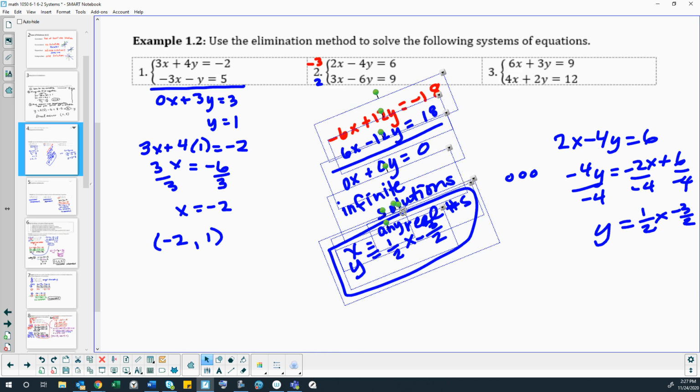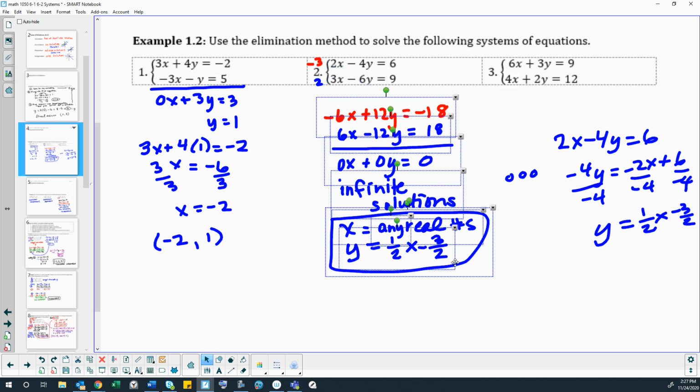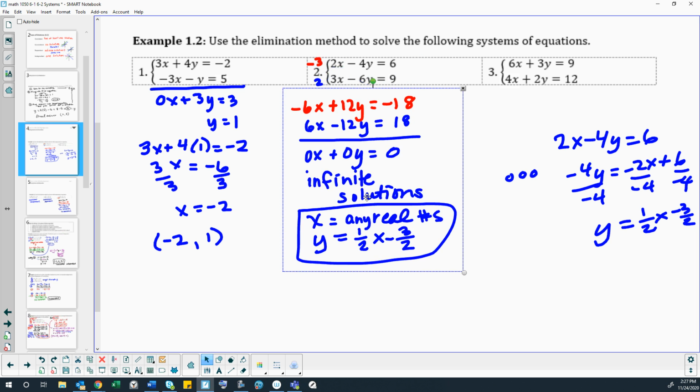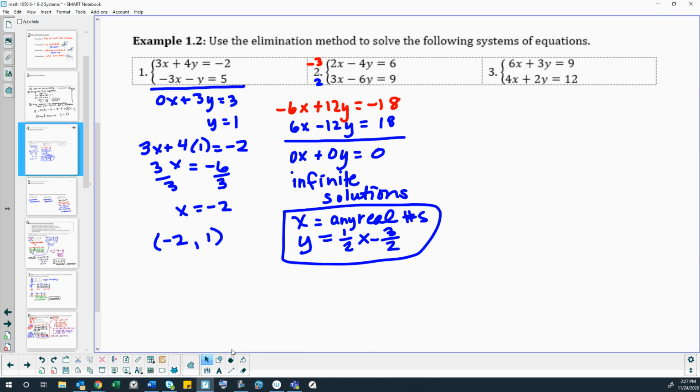Ooh, that is not what I meant to do. It's not going to let me group it so it doesn't go funky on me. I'm going to get rid of this little scratch work, and let's do this last problem.